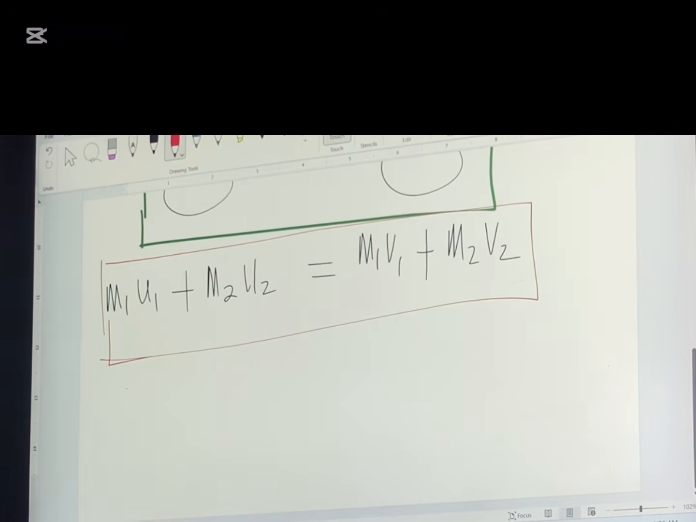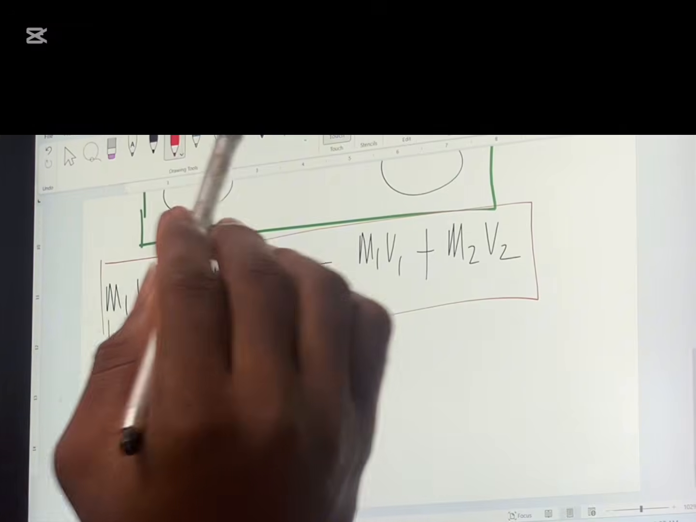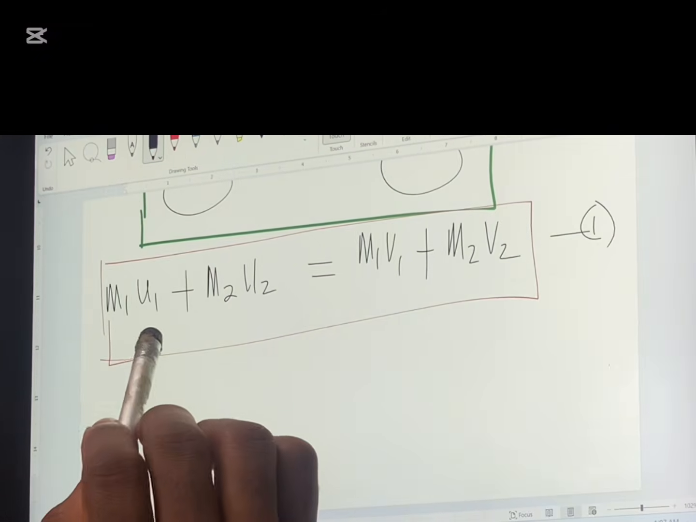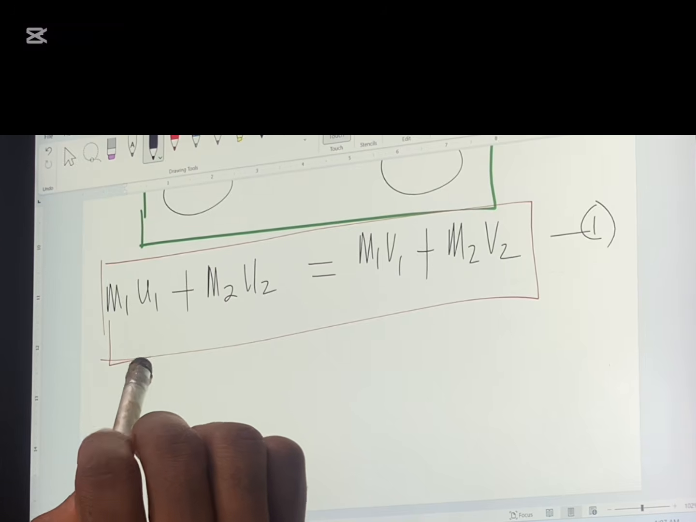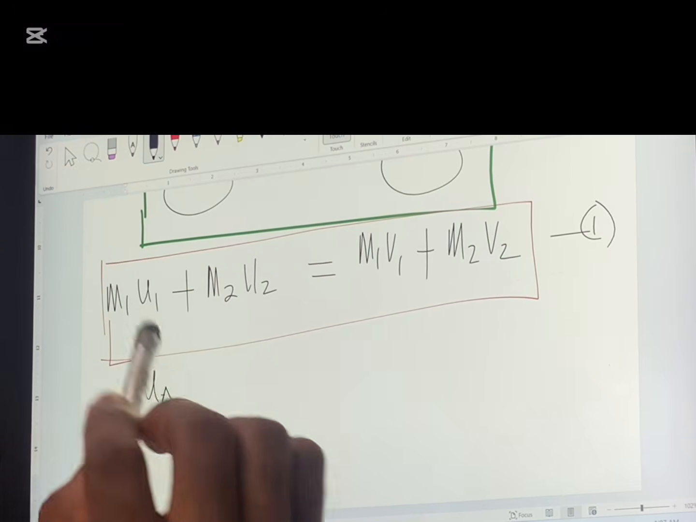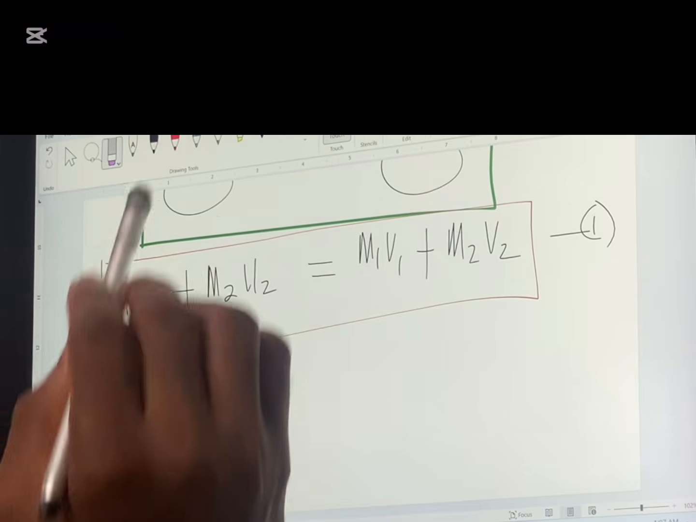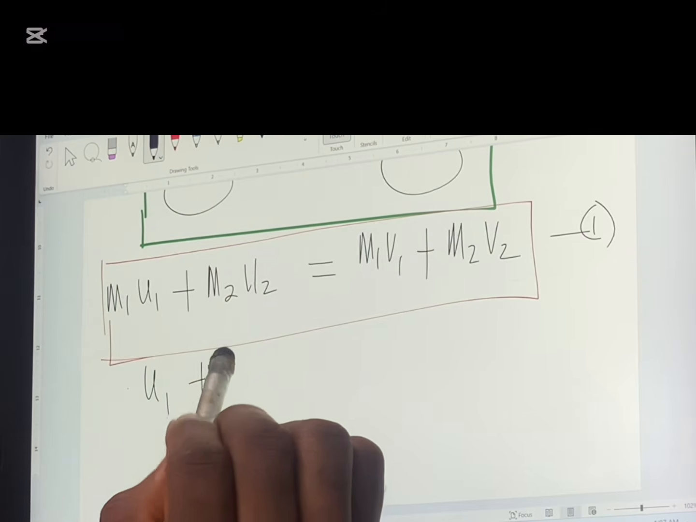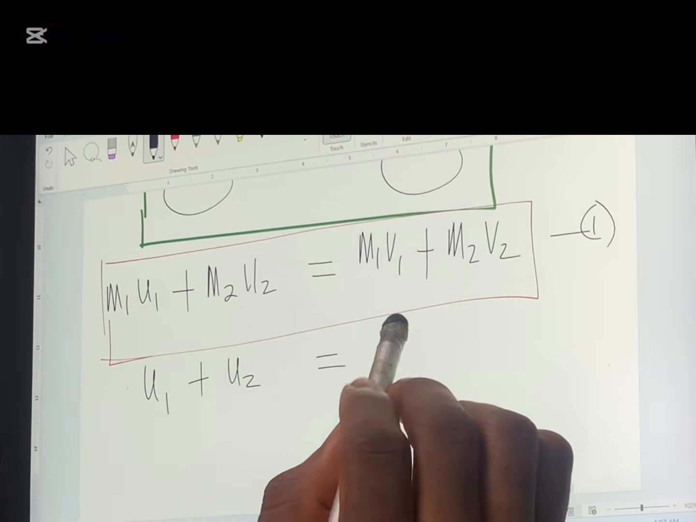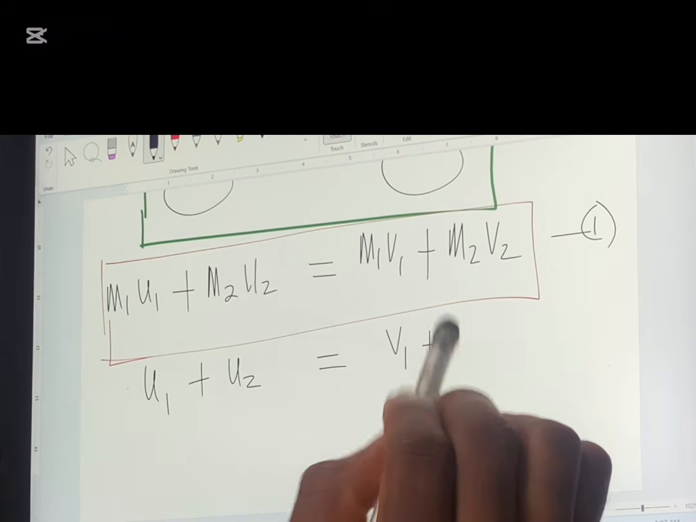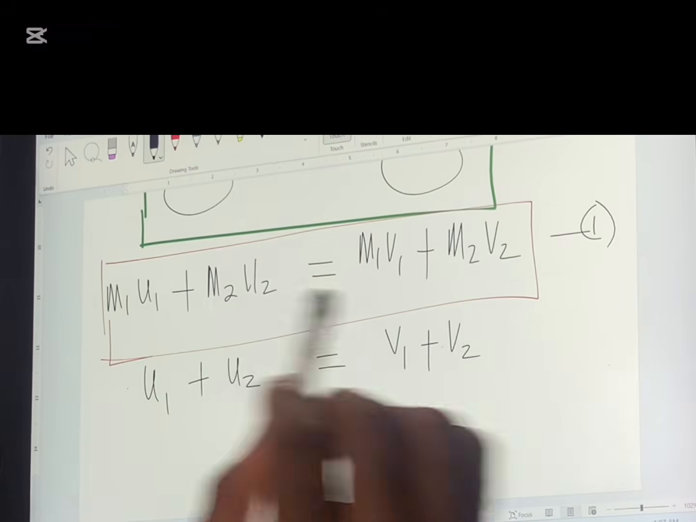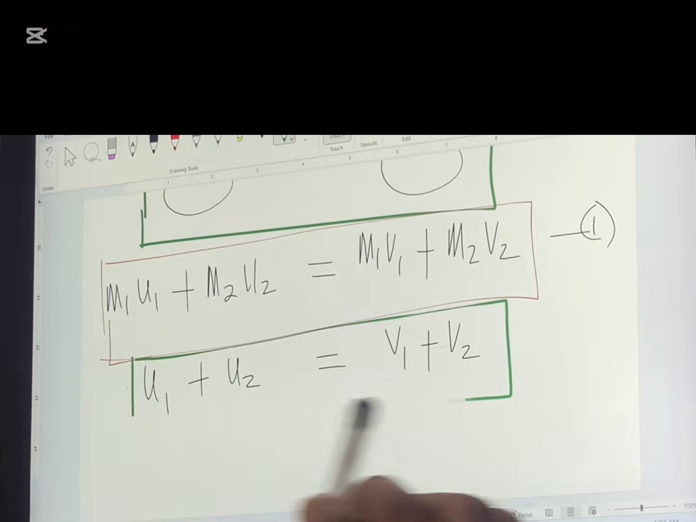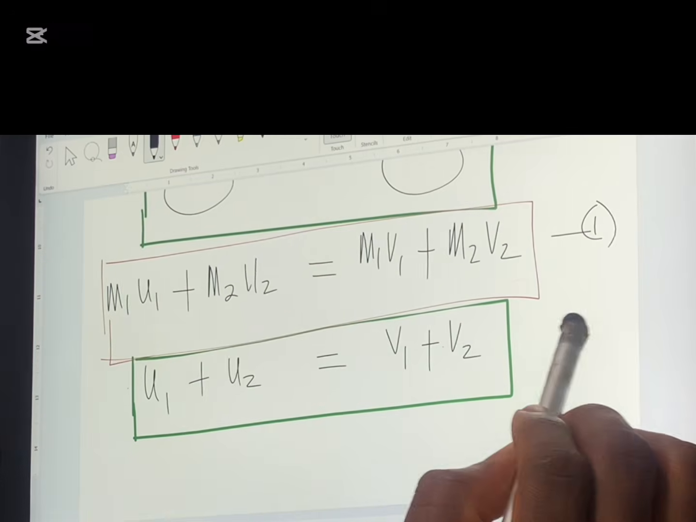This is the formula here we use. That is, this is the first formula we use. The second formula we use is this. That is u of 1, since we are using 1 for now. u of 1 plus u of 2 is equal to v of 1 plus v of 2. This is my second formula to use. This is equation 2, okay?